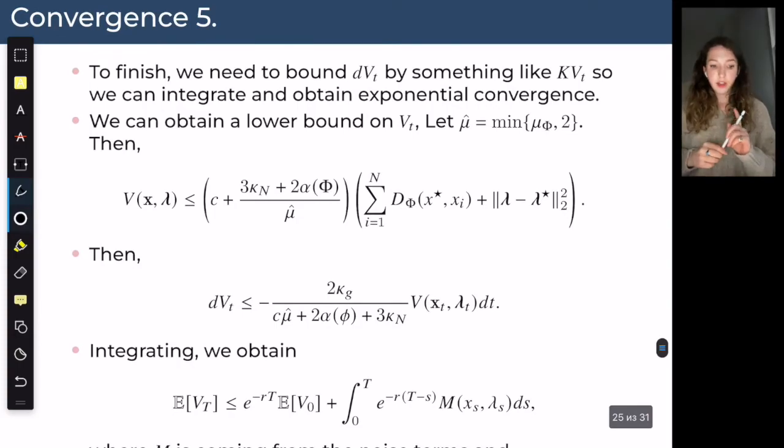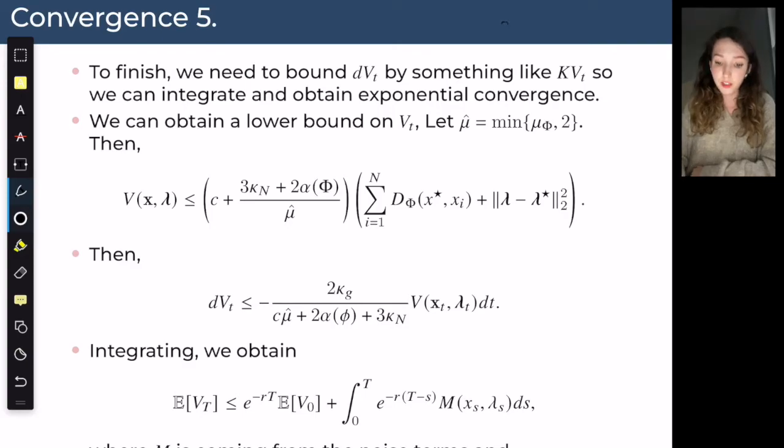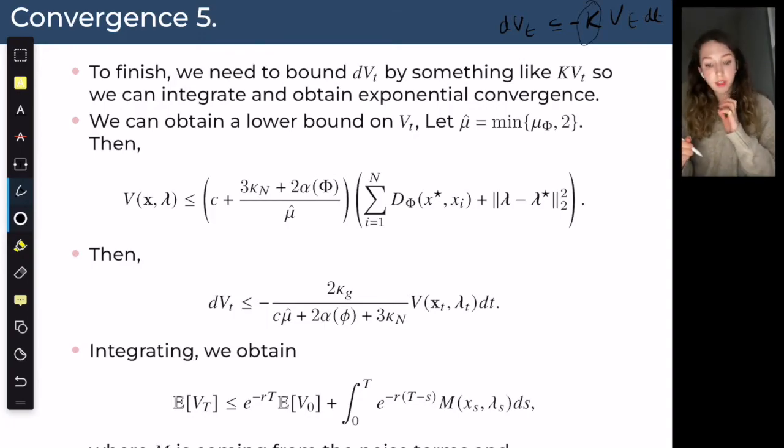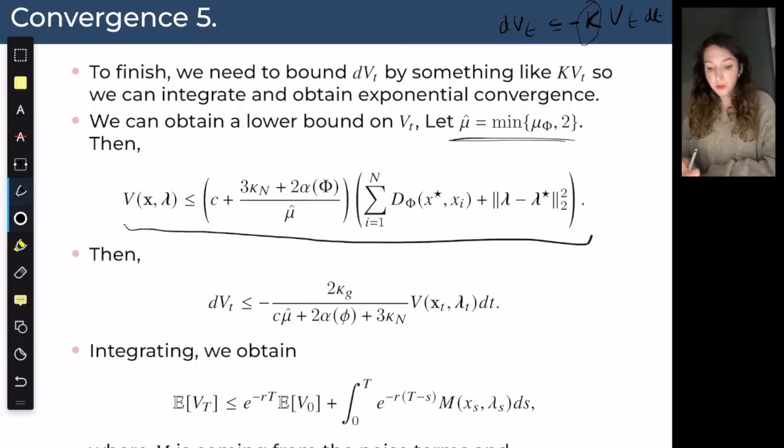We're almost there. So then the last thing that we will need is we want to, as usual, bound our dV_t by something negative, a constant times V_t dt, because then we can integrate and obtain our exponential convergence, with this constant k in the exponent. So to do this, we need to first obtain a lower bound on V_t. Remember that we had this lambda hat being the minimum of lambda phi and 2. Then we can show that this upper bound on V_t holds.